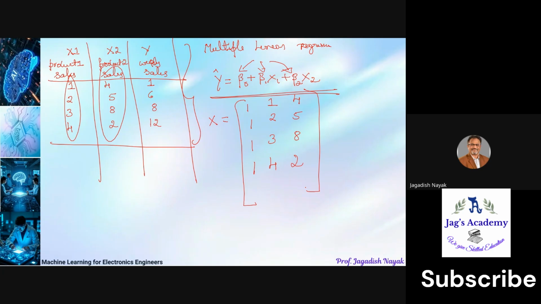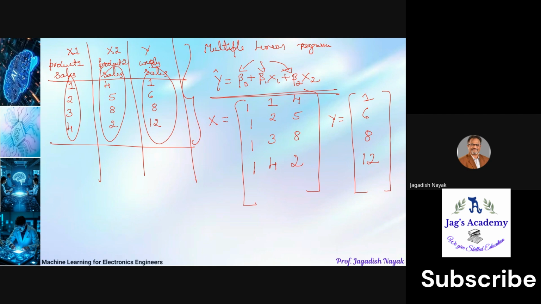Now you have to get your y matrix. Your y matrix is given as 1, 6, 8, and 12. This one. So you got your x matrix and y matrix.